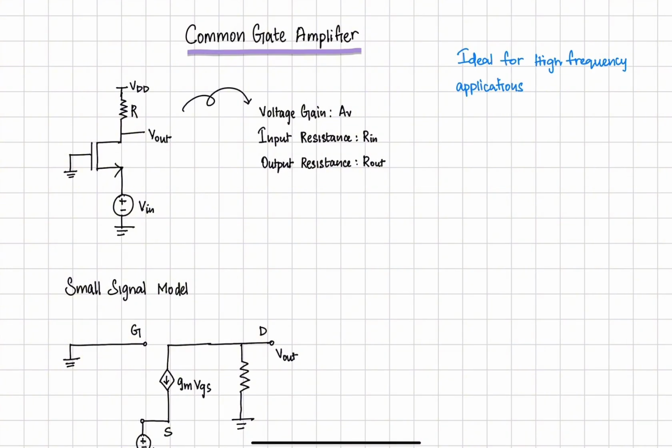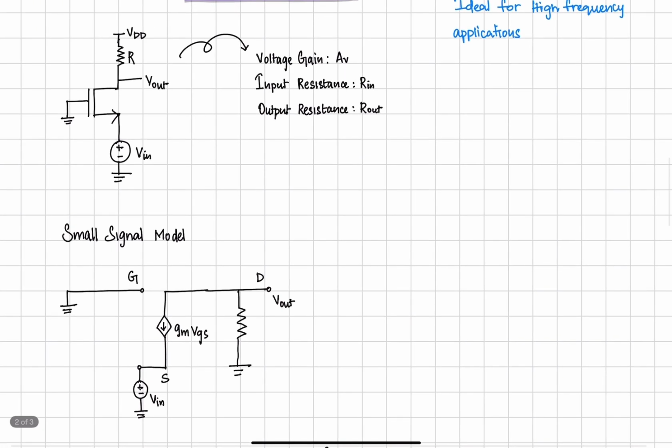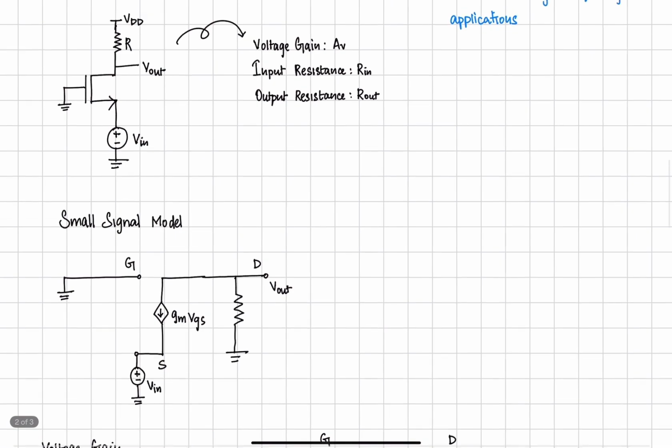The three terminologies that we are interested in for the common gate amplifier are the voltage gain, input resistance and output resistance. First, in order to derive these terms, we need to draw the small signal model of the system. Here I've drawn the small signal model of a common gate structure. The gate terminal is grounded while the input is connected to the source terminal and the output is taken out of the drain terminal. And this is RD.